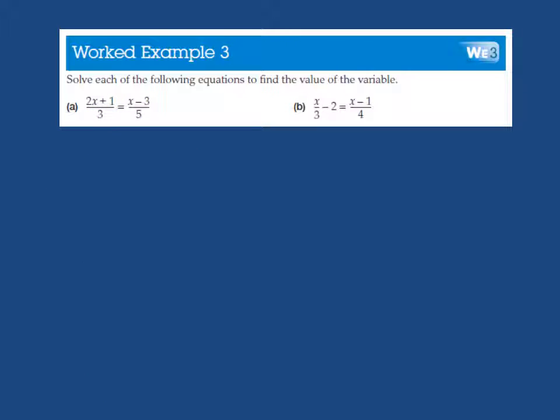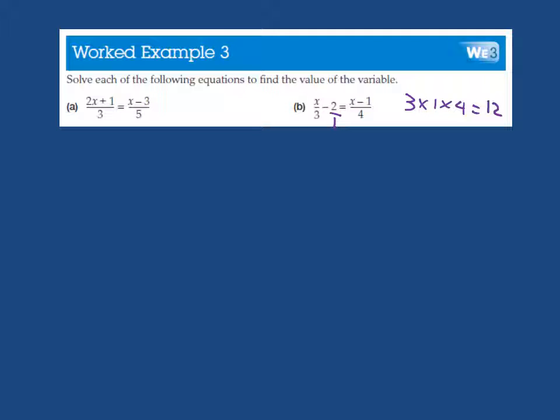Part B is a little bit different. Here's how we can think about this one. x over 3, we've got a -2, so that's like 2 over 1, because 2 divided by 1 is 2, and a 4 on the other side. If I multiply these numbers together, 3 times 1 times 4, it's basically 4 3s, which is 12. 12 is going to be my common denominator.